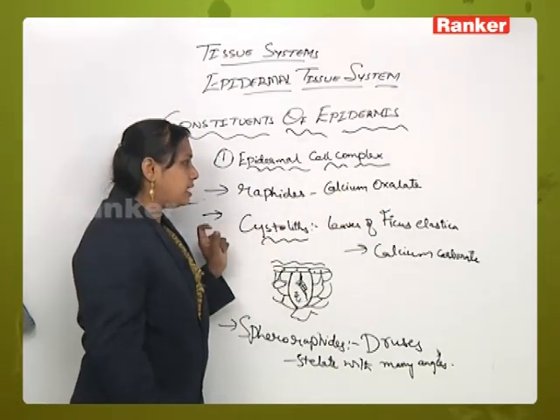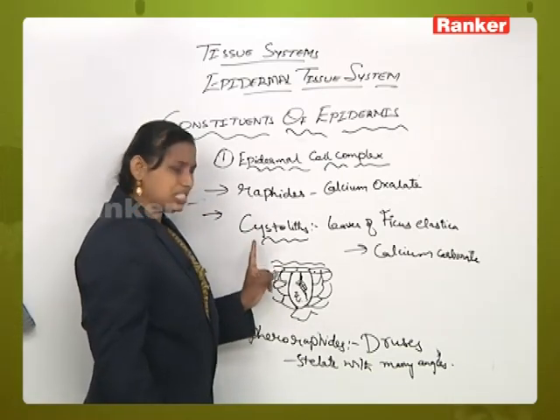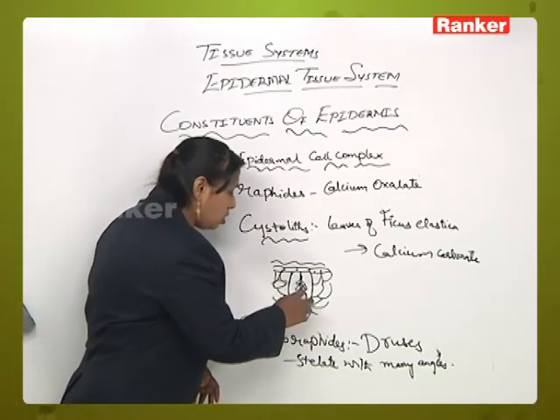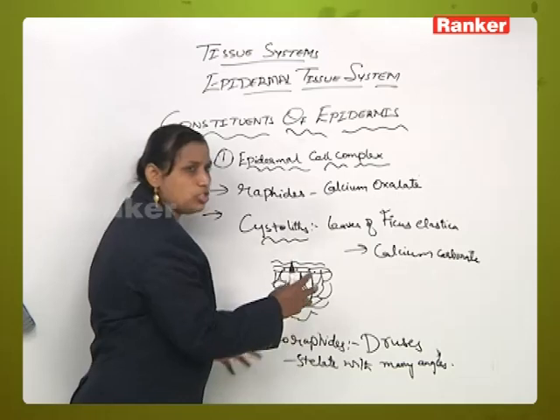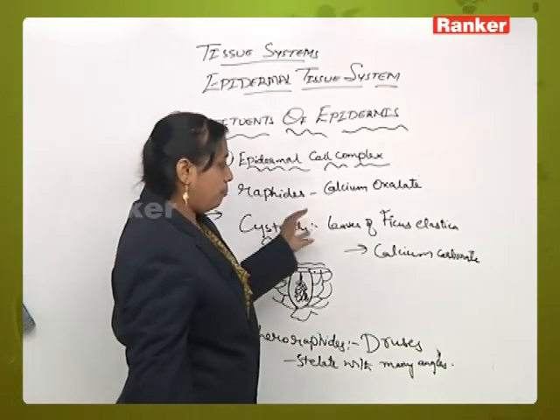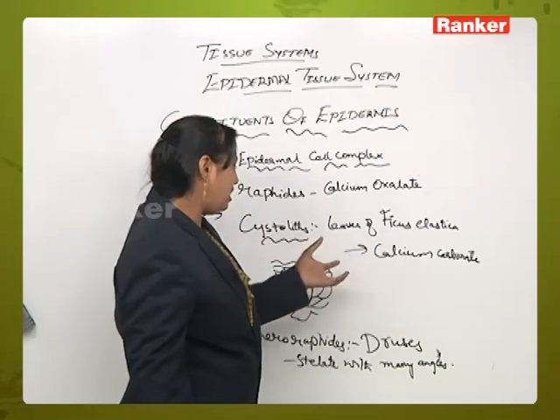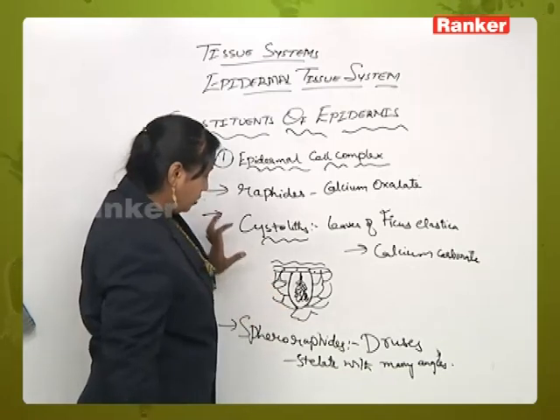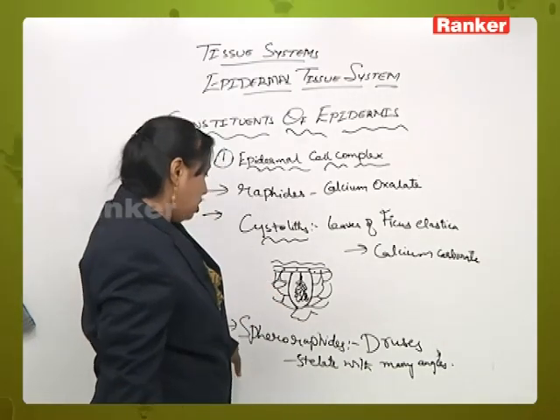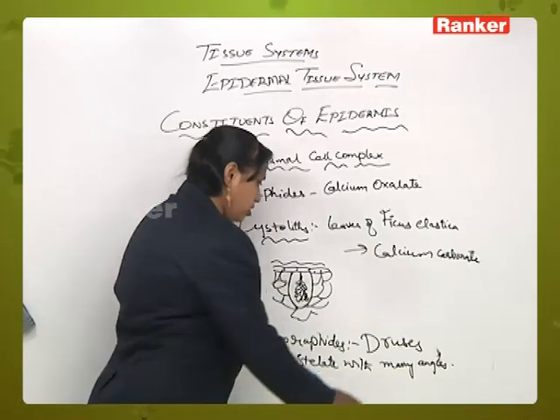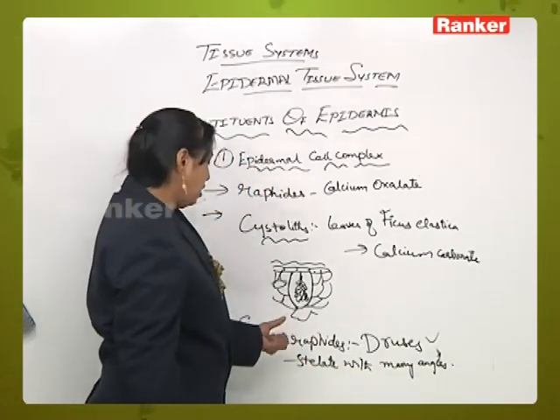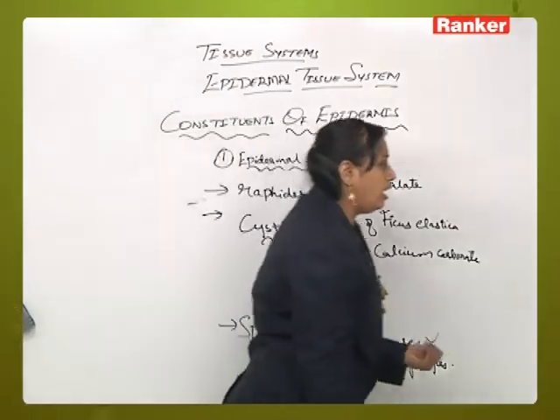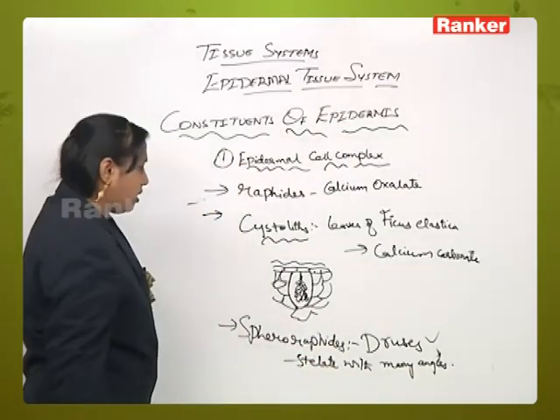Another example of special epidermal cell is cystoliths. These structures form from a stalk and appear in the form of a bunch of grapes, and are made up of crystals of calcium carbonate. Normally these are seen in leaves of Ficus elastica. One more type of special epidermal cell we had to study was spheroraphides. The alternative name for spheroraphide was druses, and these are also crystals in the form of stellate with many angles. These are also made up of calcium oxalate.